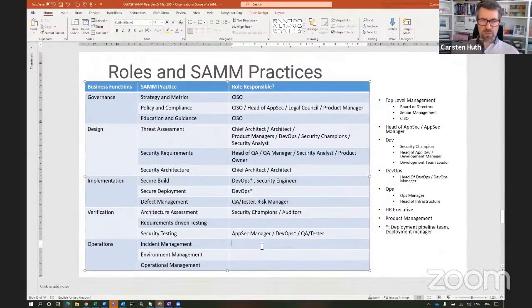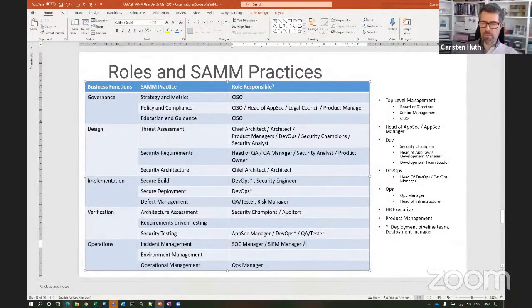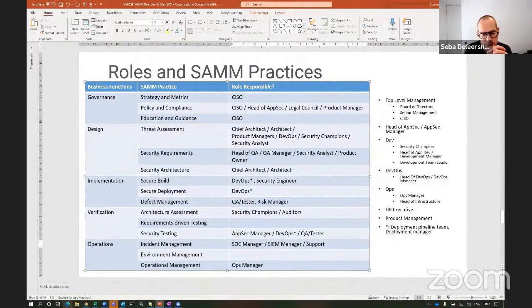But here, the interesting bit is that in DevOps and cloud native infrastructures and infrastructure as code, we get into a different situation than we traditionally had. Here we would have the operations department, maybe with somebody like a security operations SOC manager or SIEM management. This is more the technology behind it, but the same here, environment management. For incident management, Larissa also mentions support. It's somewhat broader than a role, but support is definitely going to be involved in incident management.